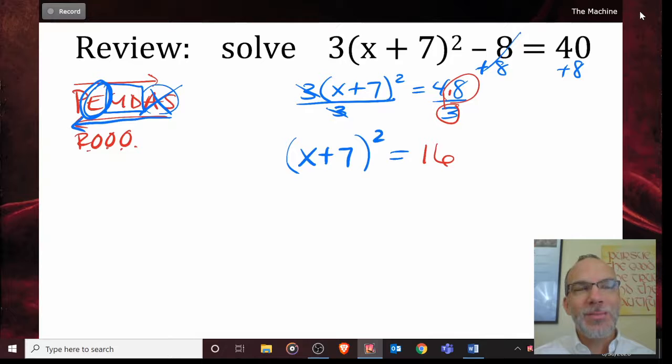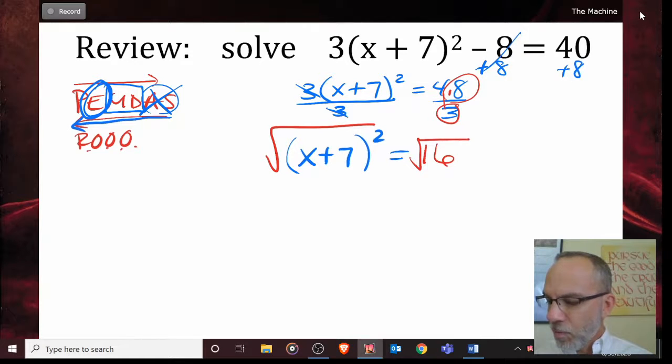Thank you, Mrs. Johnson, who is a 4th grade teacher, I think, that showed me how to do that after I was already an adult and teaching math. But anyway, 48 divided by 3 is 16. Okay, now that I've got my package that's being squared isolated, I've got the group isolated, now I can square root the left and square root the right.